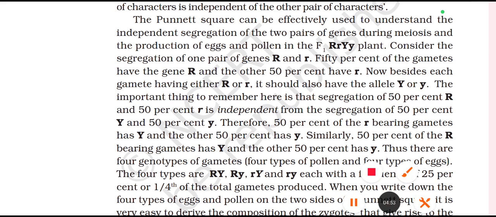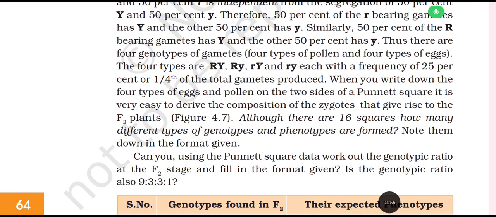When you write down the 4 types of eggs and pollen on the two sides of the Punnett square, it is very easy to derive the composition of zygotes that give rise to the F2 plants, figure 4.7. Although there are 16 squares, how many different types of genotypes and phenotypes are found? Note them down in the format given.